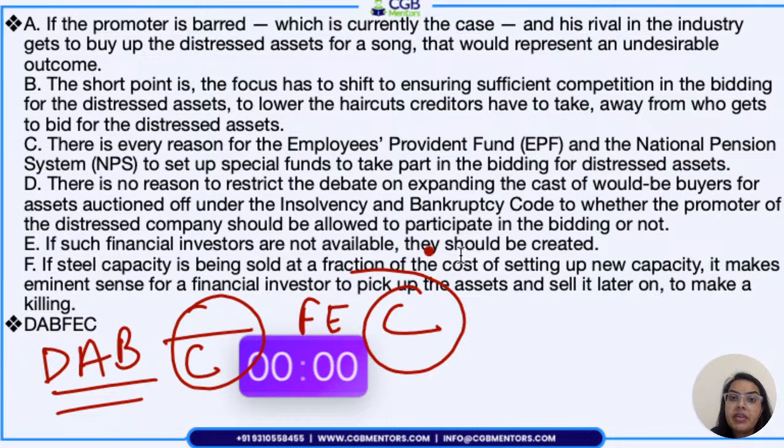Wherever you feel the flow is going perfect, that's your answer, and you will find in this case C को बीच में एकदम से बोलना is not wise because C has a concluding tone. After telling all the facts, we are saying because of the above facts, there is every reason for these to set up special funds. That's why C conclusive tone में है. Okay?